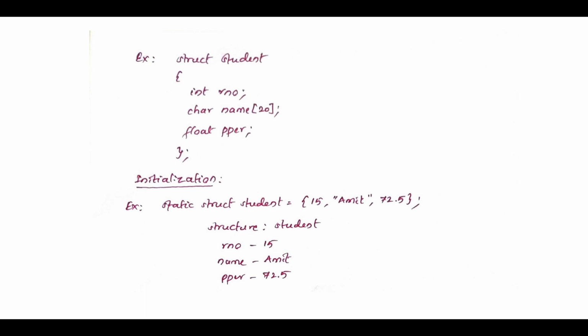For example, you can see struct student. Student has different types of items like roll number, name, and previous percentage. In the example, we have initialized the structure by using the static keyword, or you can also use the extern keyword.